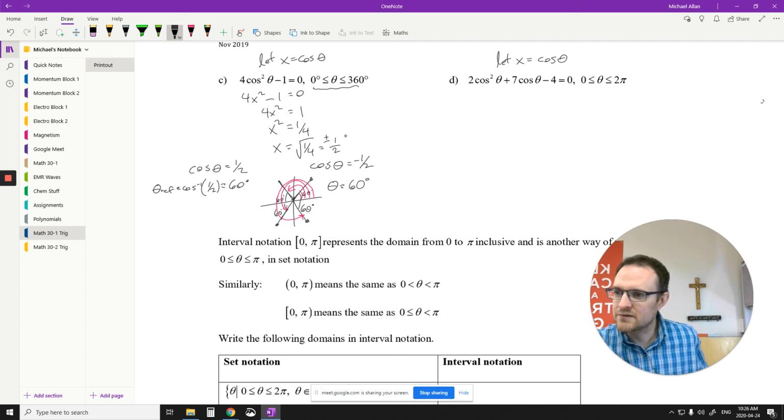60 degrees, that's the first quadrant. 120 is the second quadrant, so 180 minus 60. 180 plus 60, 240, and then 360 minus 60, 300. There you go.